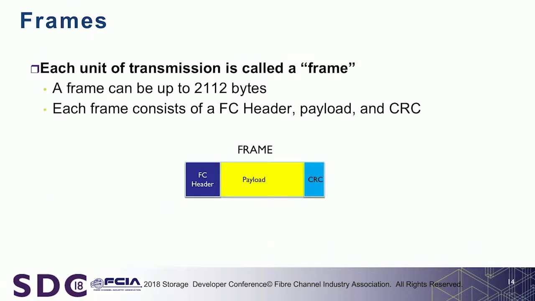So if you look at a frame, a single frame can be up to 2112 bytes, and each frame consists of a header, which has the routing information, the payload, of course, which is the data, and the CRC. And of course, there are other headers and things that you can put on there if security is turned on, or if you have a virtual VMID type of fabric. There are other headers that can be put in there to accommodate those.